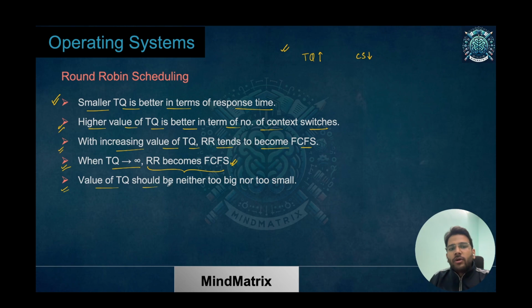And the value of time quantum should be neither too big nor too small, so we have to decide properly what should be the optimal value for time quantum, so that we can have a balance between both the context switches and the way we are going to schedule the processes. So it should not be too big and it should not be too small as well.